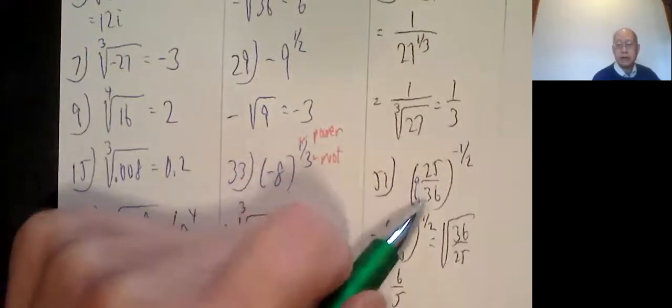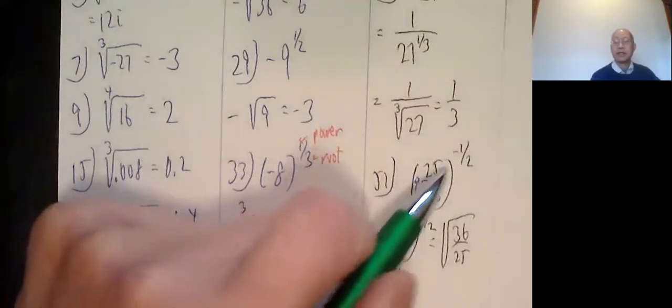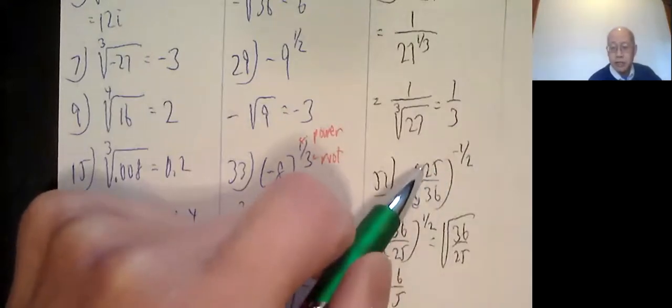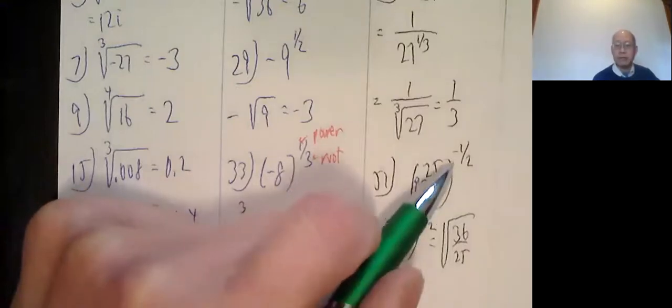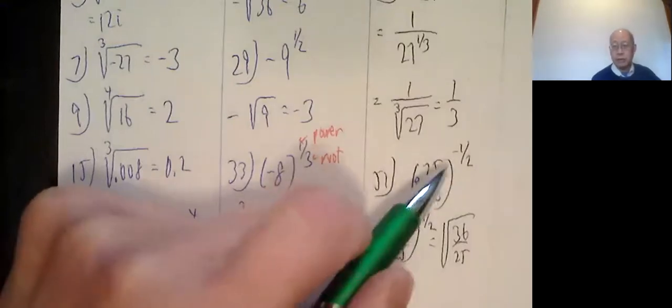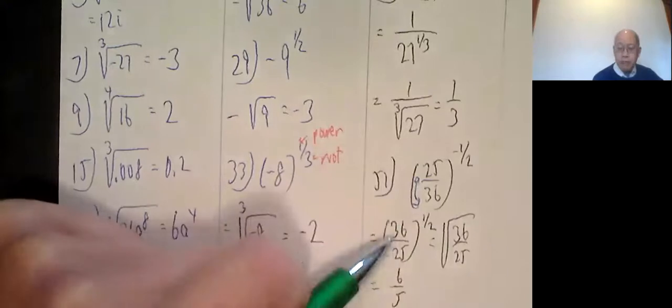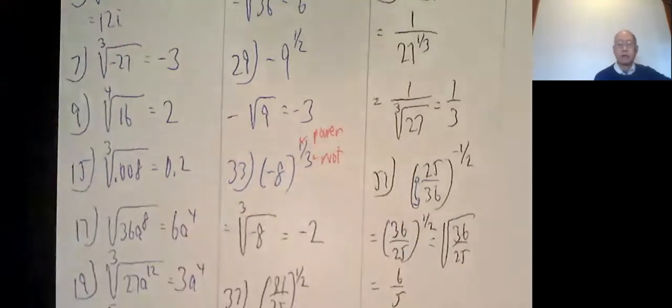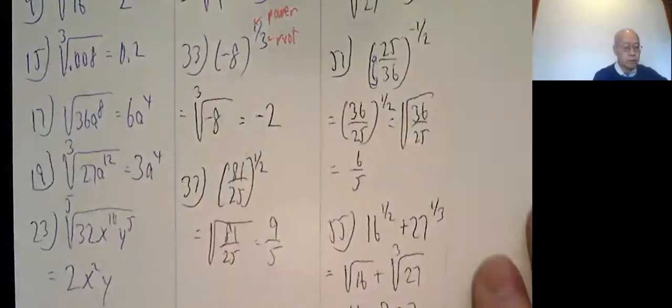Okay, 25 over 36 to the negative 1/2. The negative exponent on a fraction means flip the fraction. So 36 goes on top, 25 goes on the bottom, to the positive 1/2. Okay, so negative exponent on a fraction, flip it to the positive 1/2. And we know 1/2 means square root. So square root of 36 over 25, 6 over 5.